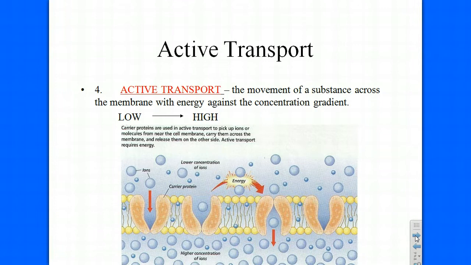However, sometimes energy is necessary to move materials against the concentration gradient. So that means instead of going from high to low, materials will move from low to high concentration. So in active transport, materials are going to move from where there's less of something, in this case on the outside of the cell membrane, to where there's more of something. So this is going against the gradient, against the flow. And in order for this to happen, energy has to be used to open these transport proteins or carrier proteins to move ions or materials against the concentration gradient.